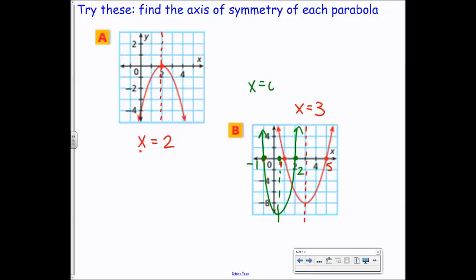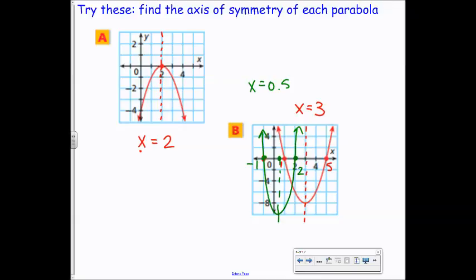Okay? How could you figure that out if you don't know off the top of your head that it's 0.5? What could you do with these two numbers? Add them and then divide by 2, because you're looking for the halfway point. So if you add them and divide by 2, 2 plus -1 is 1. 1 divided by 2 is 1/2.